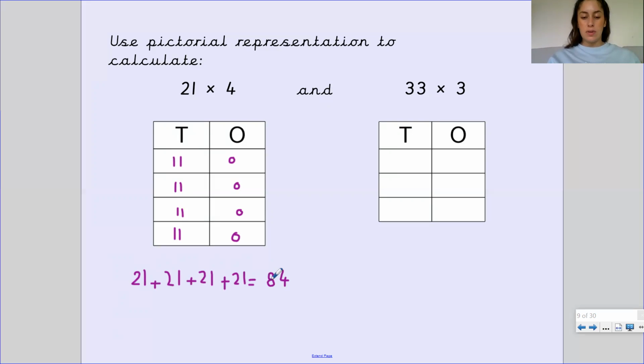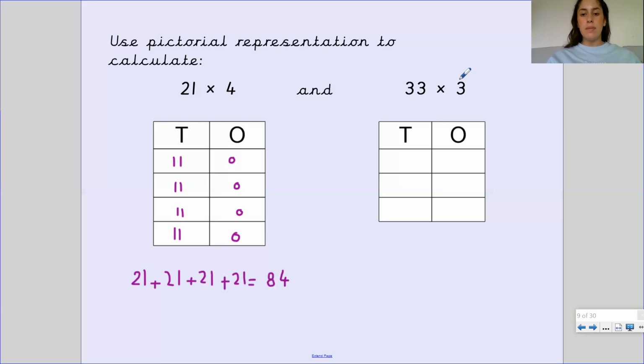I've got 8 10s with the value of 80 and 4 ones, which together make 84. So 21 times 4 equals 84. And I've represented it using repeated addition. How about 33 times 3? Have you had a go at doing that? If not, pause the video and have a go.